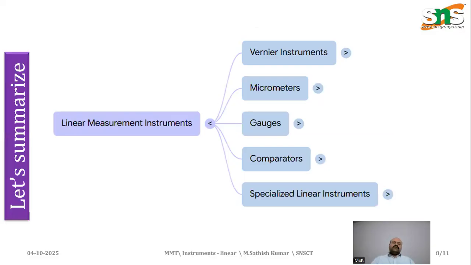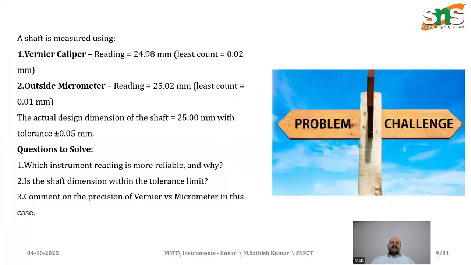Let us have a small recap of what we have studied in the previous slides. Linear measuring instruments are categorized into Vernier instruments, micrometers, gauges, comparators, and specialized linear instruments. We have a small challenge here. A shaft is measured using a Vernier caliper with an inside reading of 24.98 and an outside reading of 25.01. The actual dimension of the design is given, and you need to understand and solve these three questions.